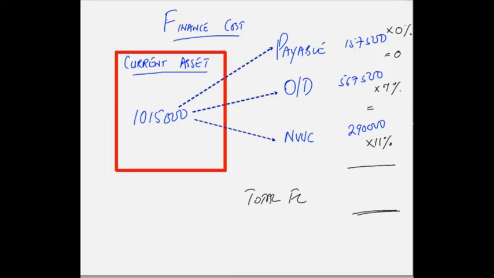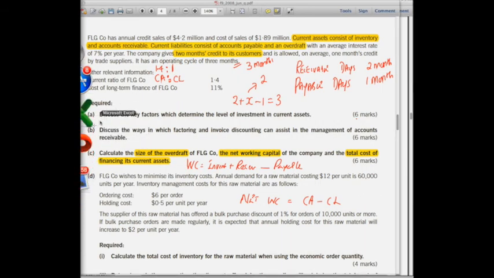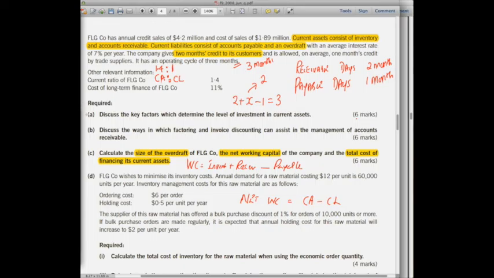How much overdraft interest you have to pay? 567,500 into 7%, correct? How much overdraft interest? 39,725. And how much interest you should pay on long-term borrowings? You have done these 3, A, B and C. Answered.